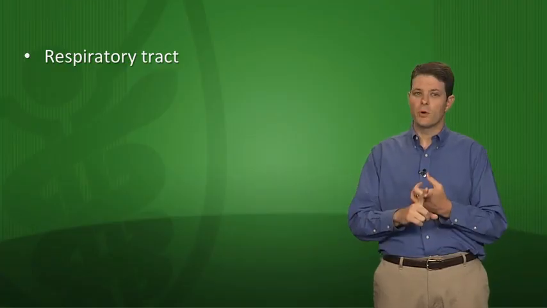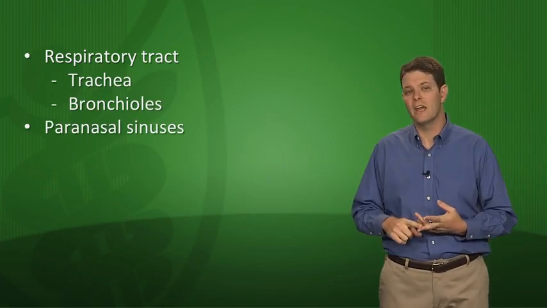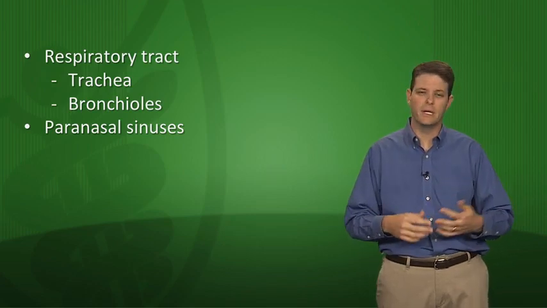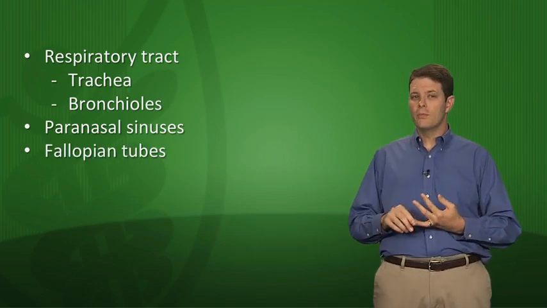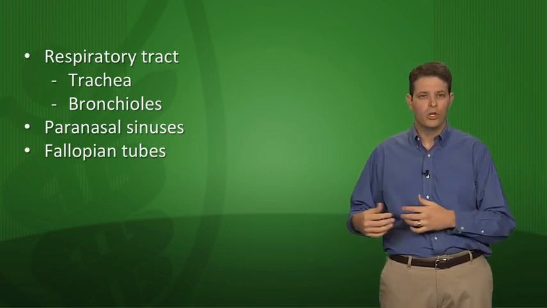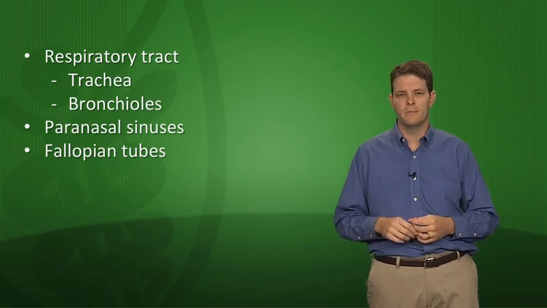We find them in the respiratory tract, including the trachea and the bronchioles, and we also find them in the paranasal sinuses because cilia help sweep out mucus and bacteria and debris. The fallopian tubes are also ciliated because cilia help to sweep the ovum or a fertilized zygote toward the uterus. Now, keep that list of ciliated structures in mind for just a moment.